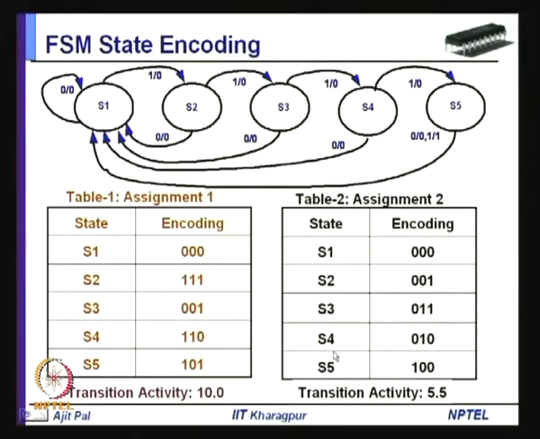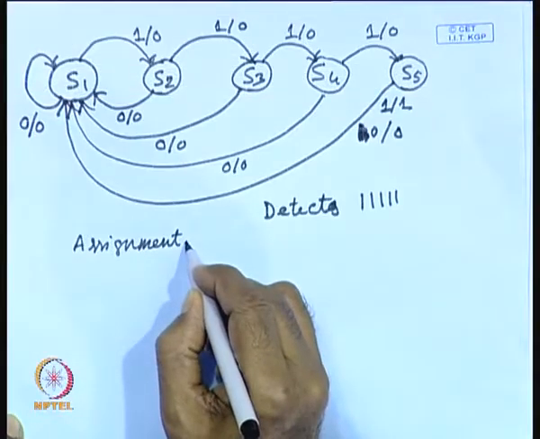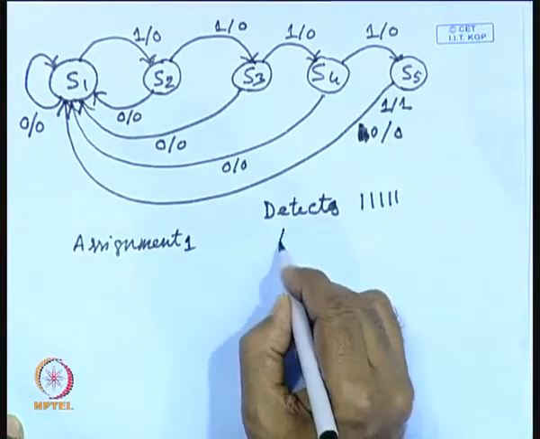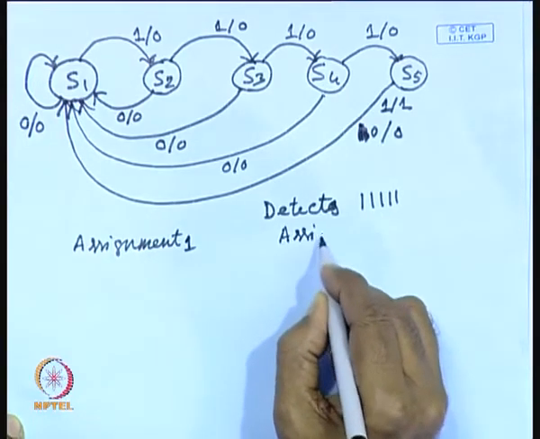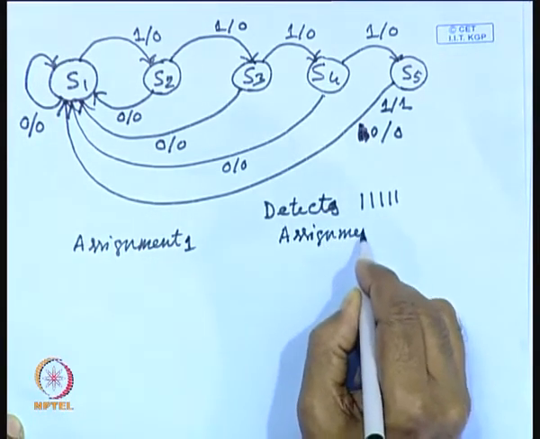In this particular case, the switching activity, the transition activity parameter gamma that I mentioned earlier, has a value of 10 for this assignment and 5.5 for this assignment. Let me show how I have obtained that. This corresponds to assignment 1, and let me write down another table. This corresponds to assignment 2.